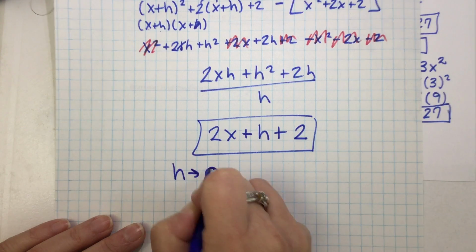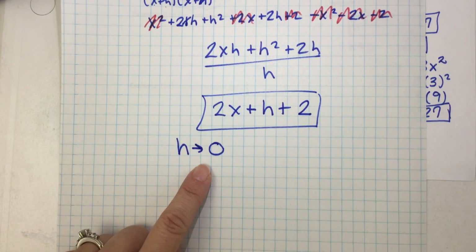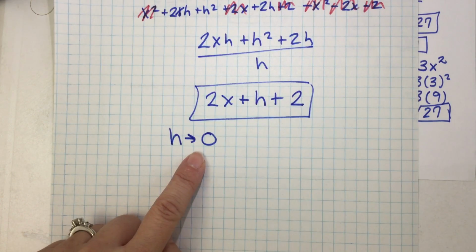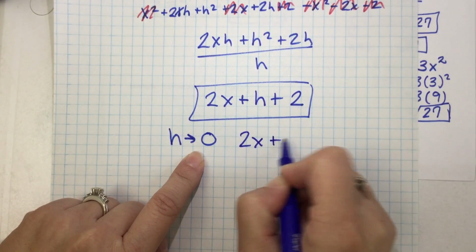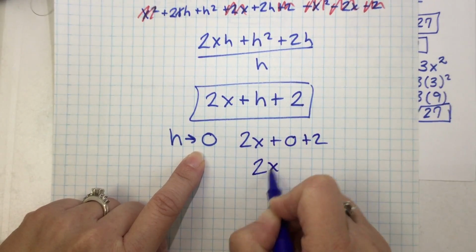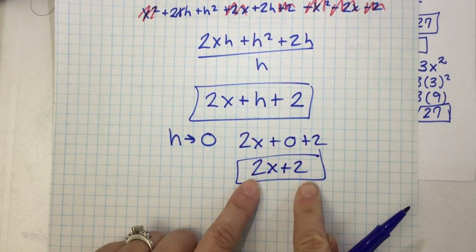When you're doing a derivative, you're saying the horizontal distance between the 2 points on a secant line is approaching 0. So the points are getting really, really close together to match the tangent line. So I'd have 2x plus 0 plus 2. That's 2x plus 2. So that's the derivative.